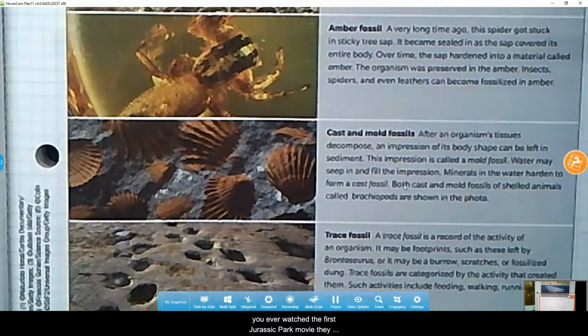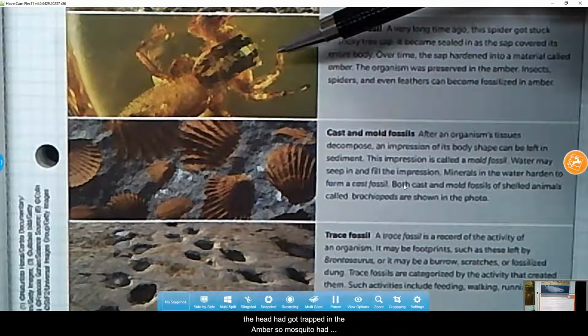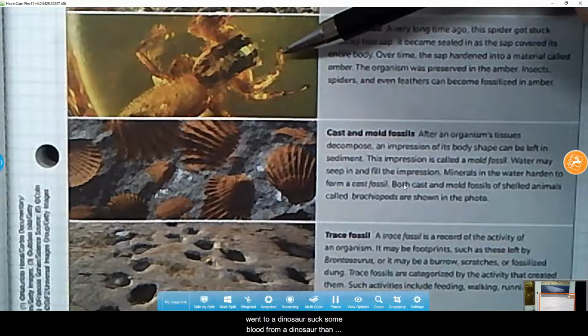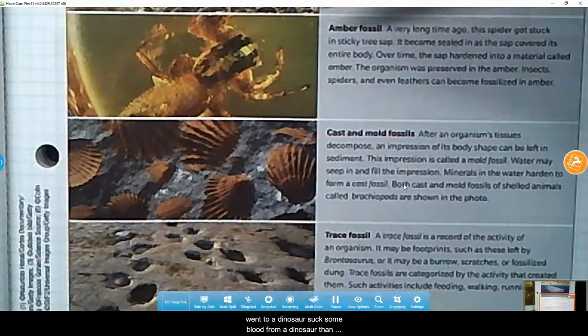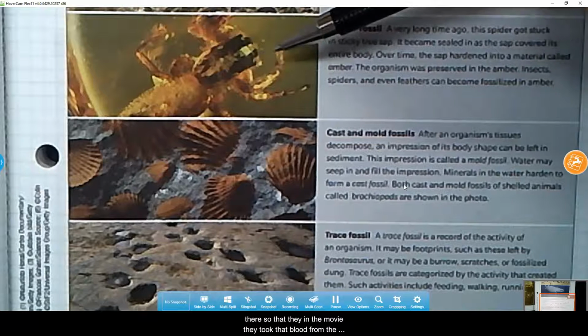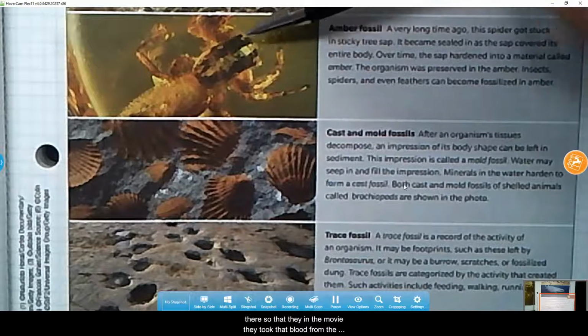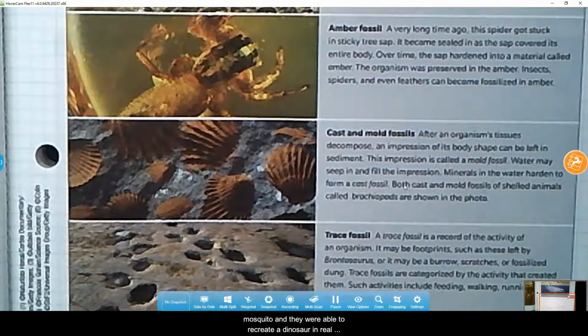If you ever watched the first Jurassic Park movie, they showed this amber fossil where a mosquito had got trapped in the amber. The mosquito had gone to a dinosaur, sucked some blood from a dinosaur, then went to a tree, landed in that amber, and got fossilized in there. In the movie, they took that blood from the mosquito and were able to recreate a dinosaur. In real life, that would not happen because over the millions of years, the DNA in that blood would have decomposed to the point where you could not have made a clone like they did in that movie.